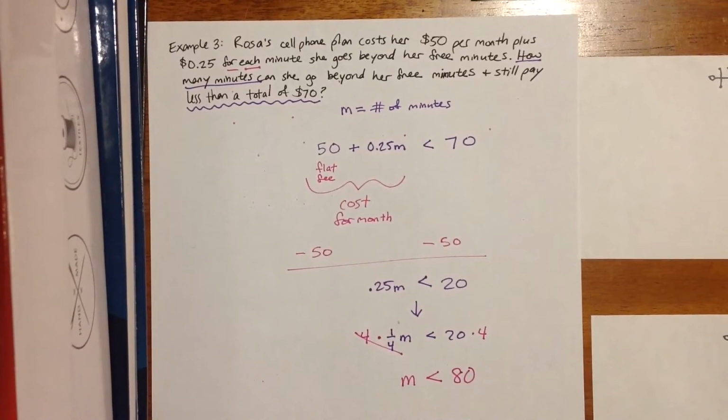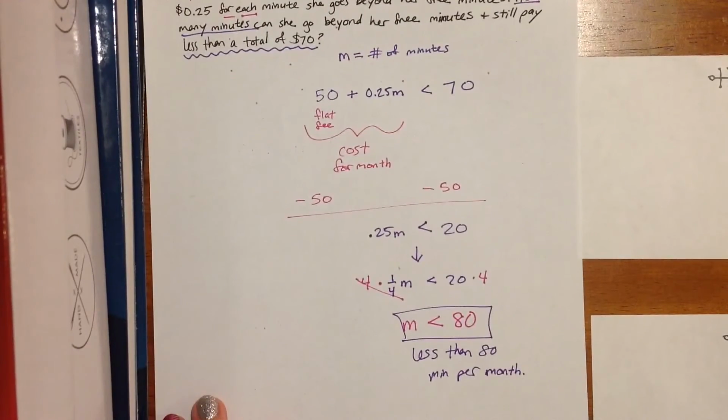So as long as Rosa does not talk more than, or as long as she talks less than 80 minutes. So she cannot talk 80 minutes. That would put her over her $70 total. But as long as she talks less than 80 minutes per month, she will be good to go. She will stay within her set budget of $70 and life will be good.